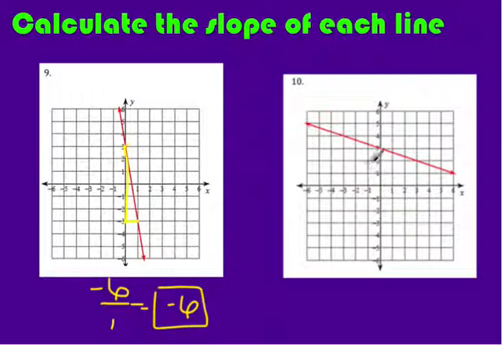Now let's take a look at number 10. Now number 10, we're crossing, I would say here, we're crossing here, we're crossing here. You can use any of those points if you'd like. So we're crossing here, and I notice that we're going down 1. So my numerator needs to be a -1. And then we're going to the right, 1, 2, 3. So because that's our run, that's going to be a +3. So then our slope is -1/3.